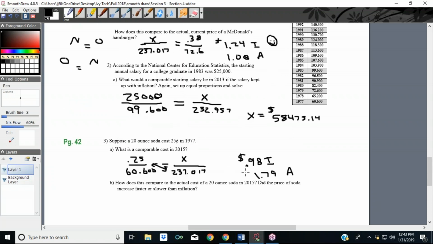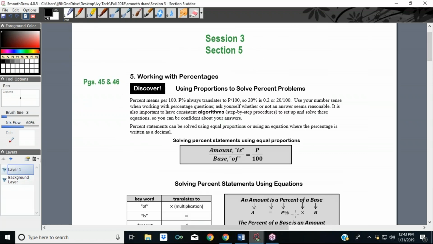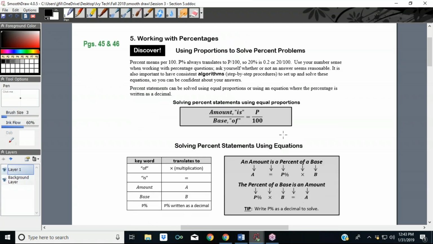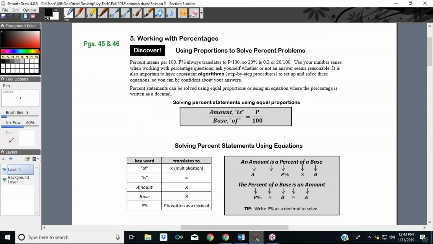All right. So any questions before we go to section 5? All right, and then I can answer questions after we're done here with these questions. So let's look at section 5. So section 5 is called working with proportions. So really it's cross multiplying and dividing. It's just how do we set them up? That's what the real question is here.